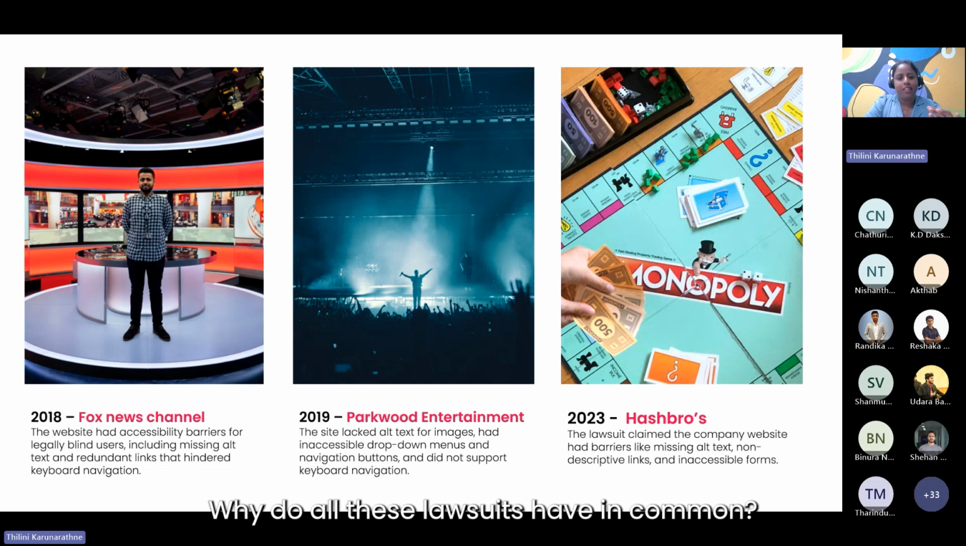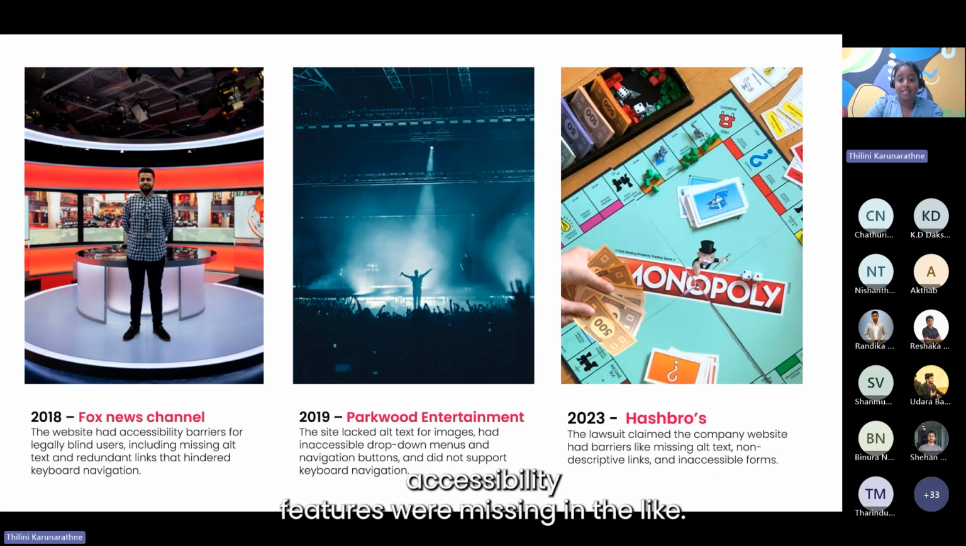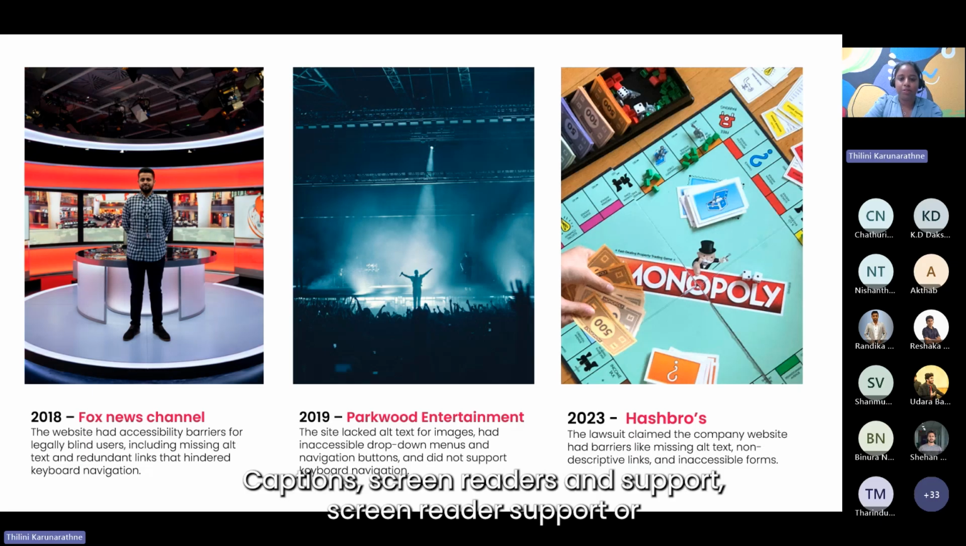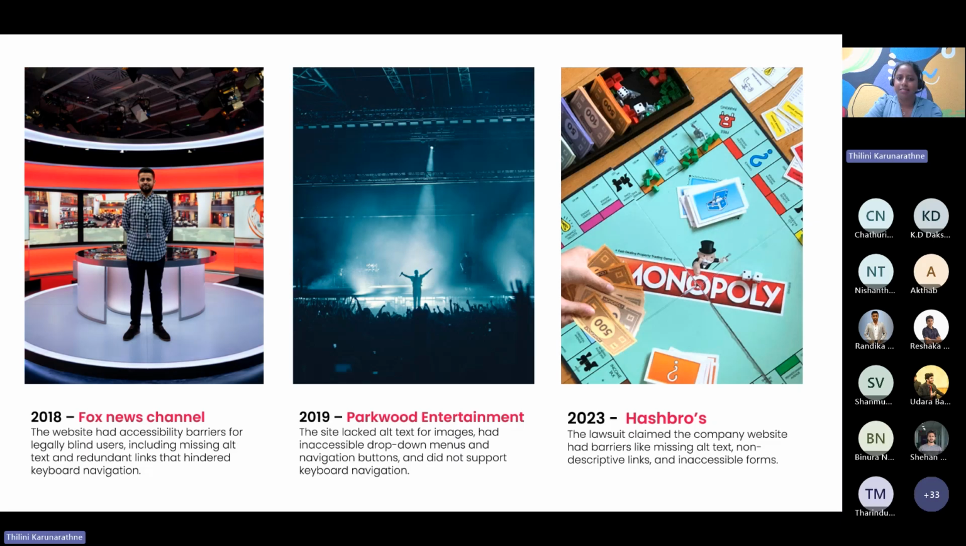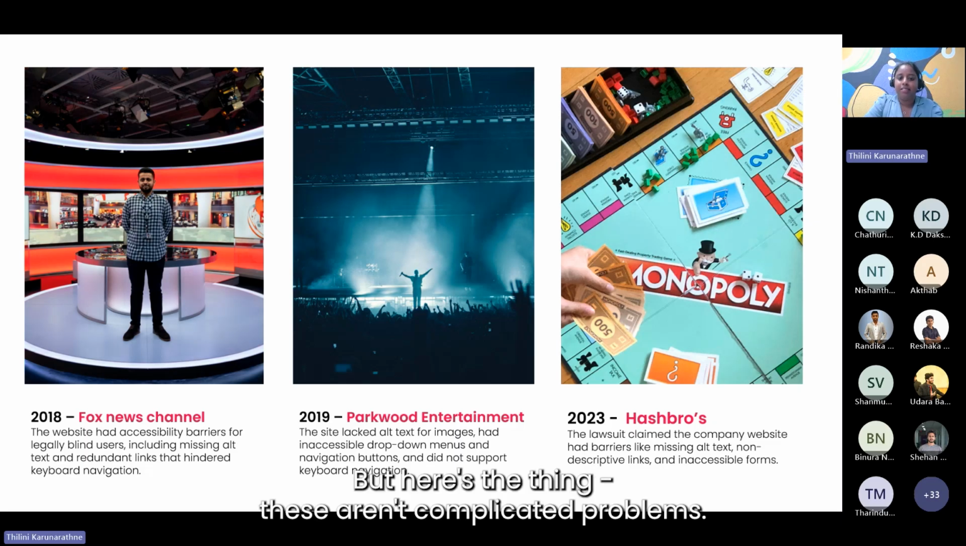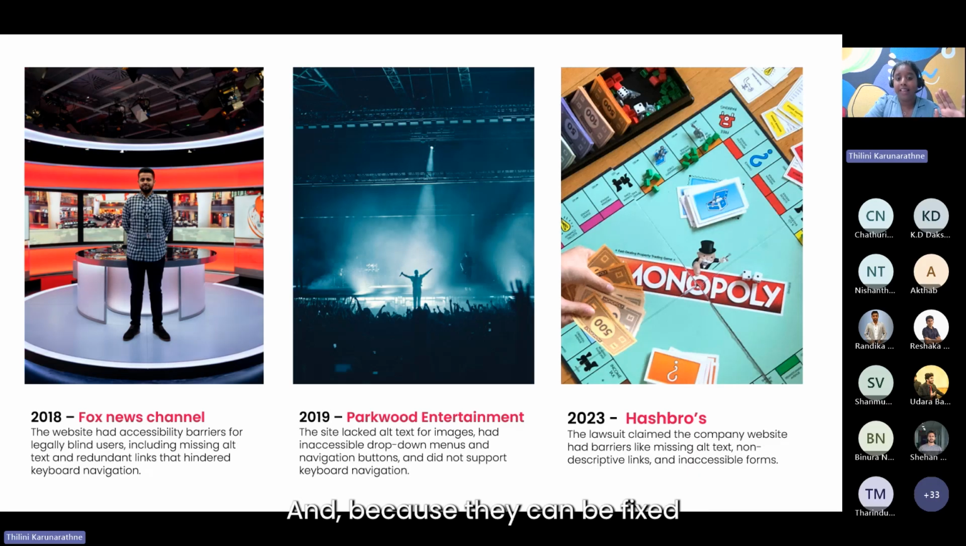What do all these lawsuits have in common? They all share one key lesson, which is that these issues were preventable. The lawsuits happened because basic accessibility features were missing, like captions, screen reader support, or clear navigation. But here's the thing: these aren't complicated problems, and they can be fixed or avoided entirely by testing for accessibility. That's why proactive accessibility testing is the key.